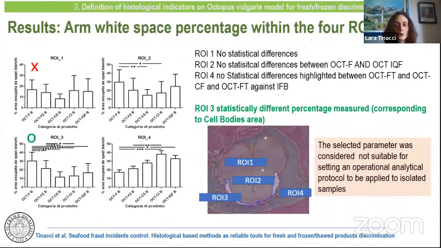Finally, about the morphological parameter that was applied for the evaluation of the axial nerve, no statistical differences were found within the different regions. Means that the freezing didn't lead to a clear and a significant increase of the total white space within the nerve, the axial nerve region. And this selected parameter was considered not suitable for setting an operational analytical protocol to be applied to isolated sample.